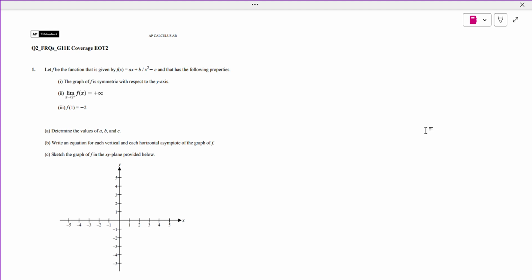So first of all, let's rewrite the function so that we can easily look at it, right? So we've got f of x equals ax plus b all over x squared minus c. This is the function. I just rewrote the function this way. Now, what does it mean when it says the graph of f is symmetric with respect to the y-axis? It means that anything on the left side is identical to the right side.